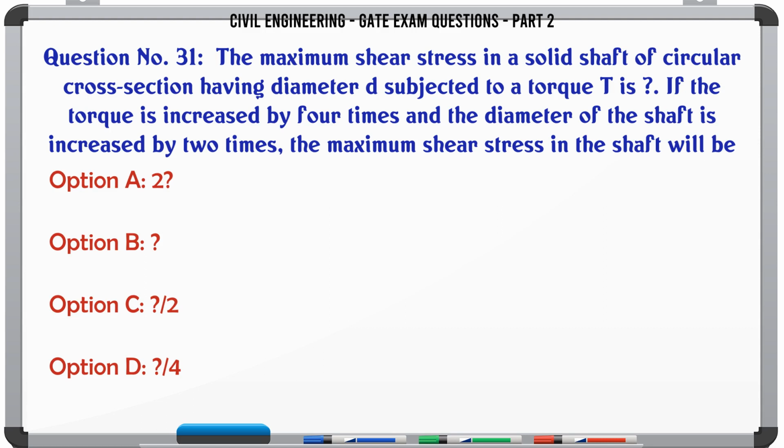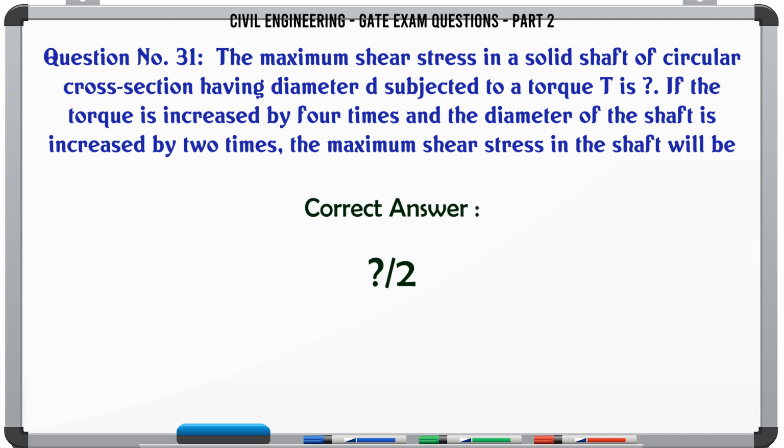The maximum shear stress in a solid shaft of circular cross-section having diameter d subjected to a torque T is: If the torque is increased by 4 times and the diameter of the shaft is increased by 2 times, the maximum shear stress in the shaft will be A. 2, B. 1, C. 2, D. 4. The correct answer is 2.